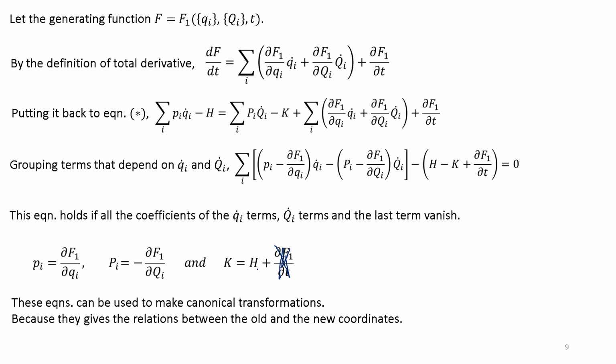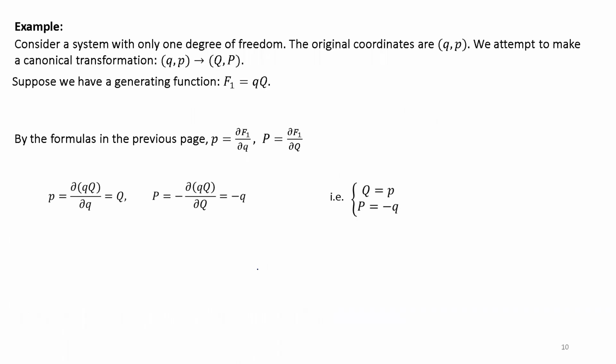Lots of steps here, but let's do examples, so that it would be easier to really try to get a feeling of what's going on. So, a simple example here. The original coordinates are this q and p. Now I give you a generating function. This is the F1, and it equals the small q times capital Q.